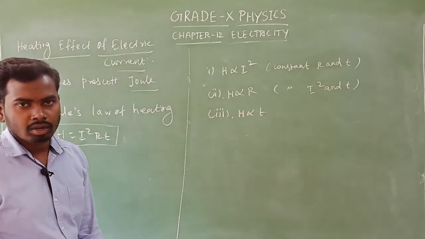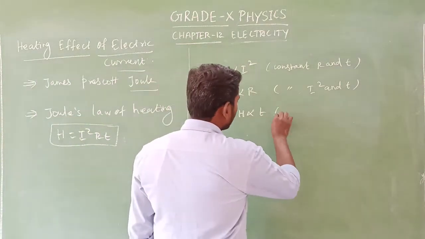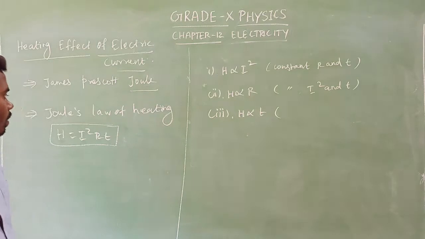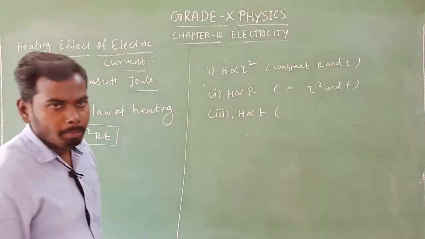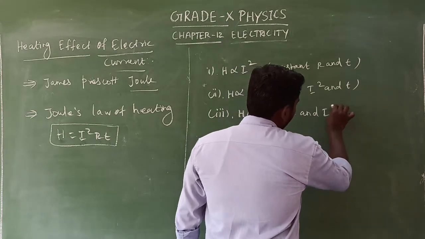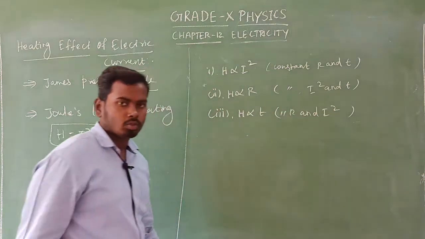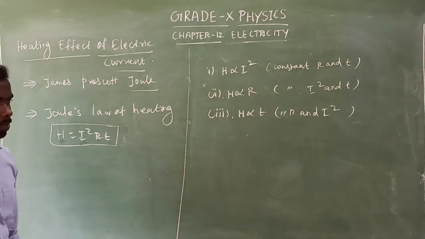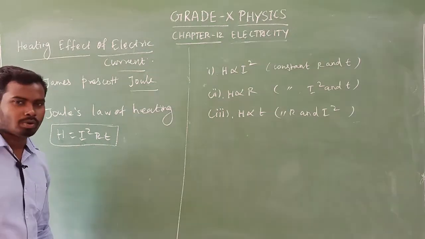I square and T constant, isn't it? Yes. And the third one, H is directly proportional to T, which means time, by keeping the resistance and I square constant. That's all, students. You just keep that in your mind. That is H equal to I square RT.